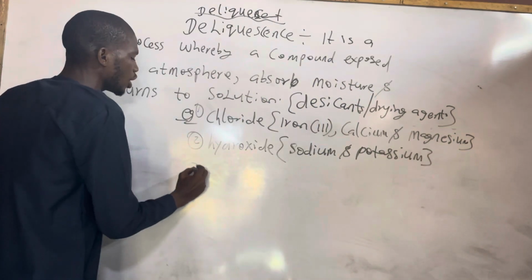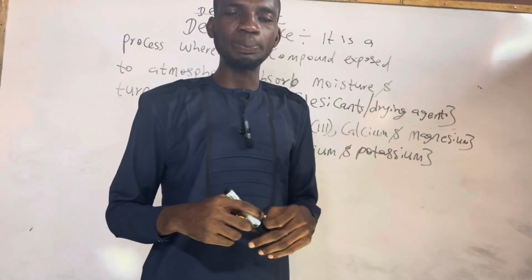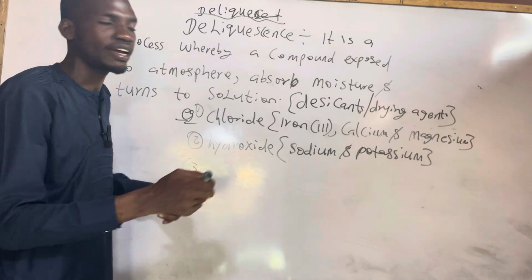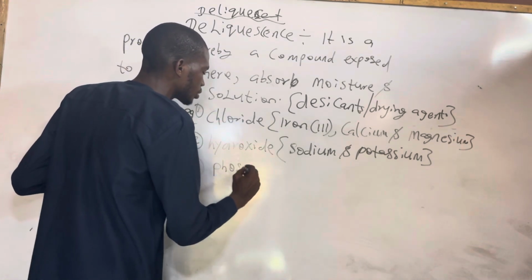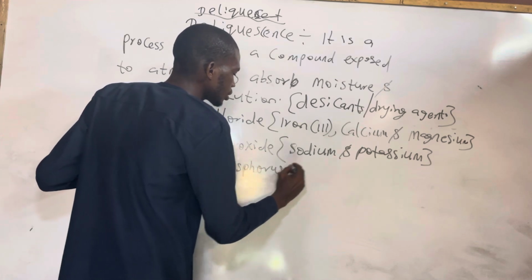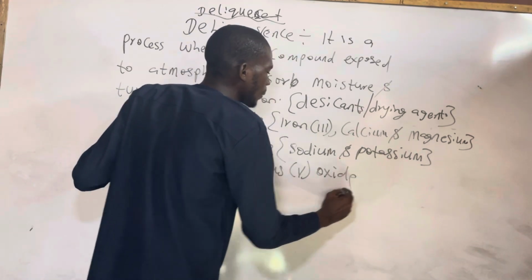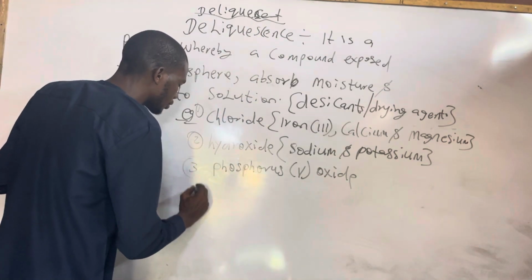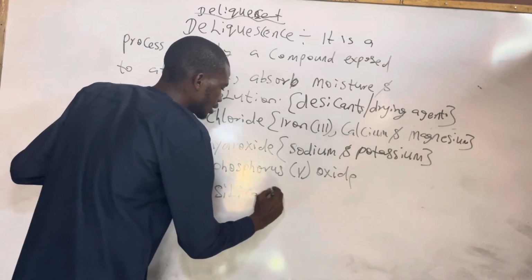Know that oxides are mainly hygroscopic. You understand? Oxide. So the only oxide present in this group is phosphorus 5 oxide. Know this and that is how to know them. So when you talk about oxide, you're talking about hygroscopic substances. You understand? Number 4, silica gel.